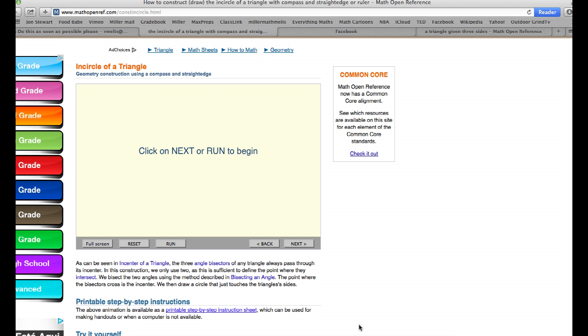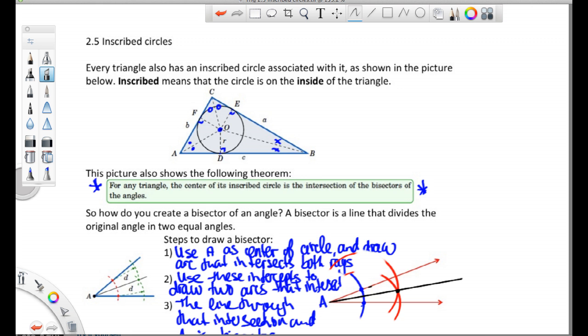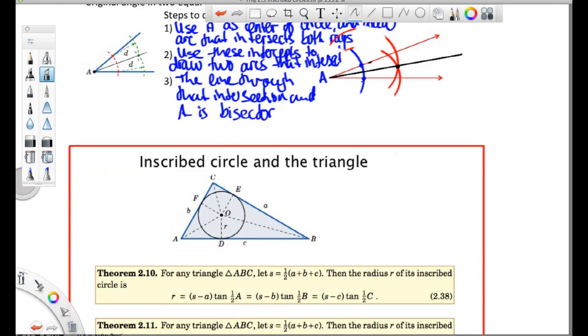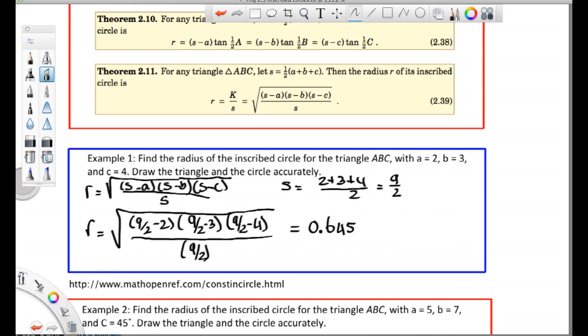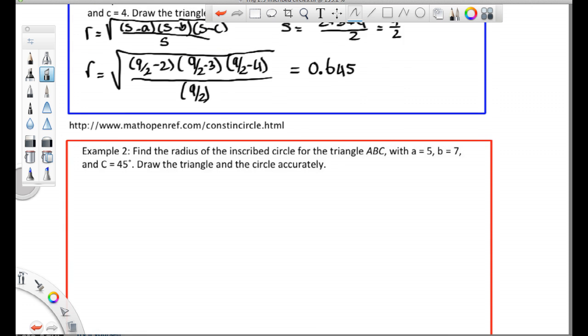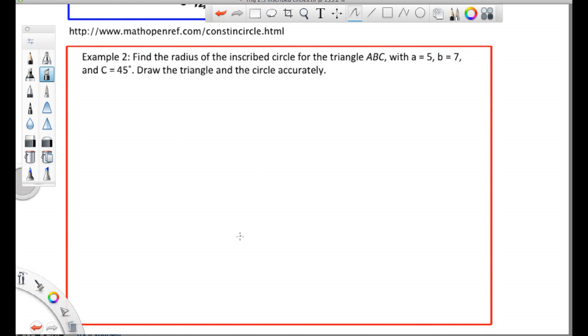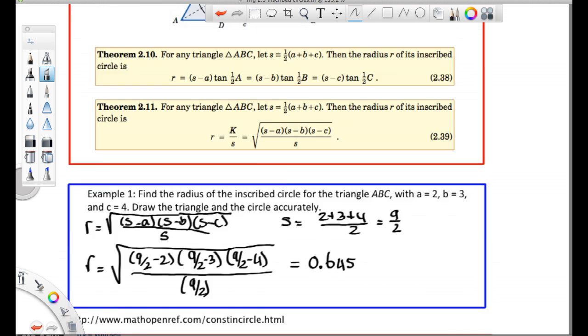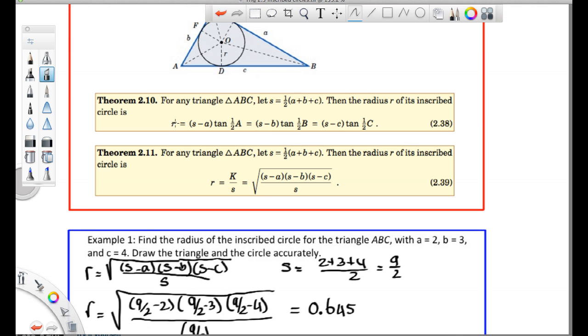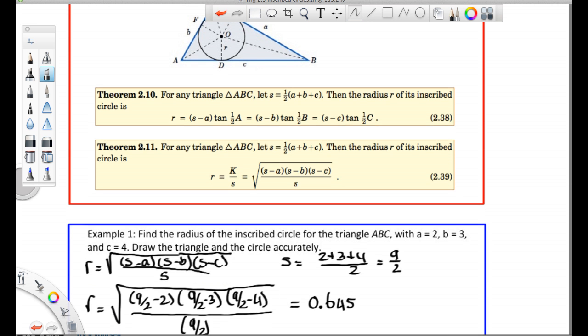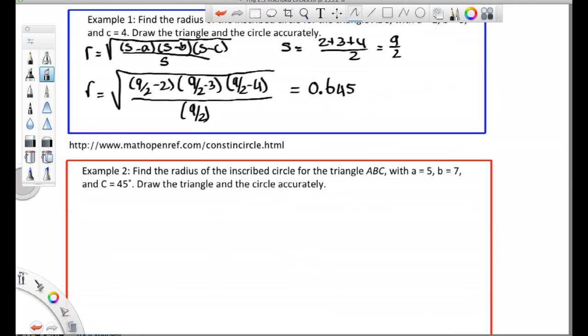Okay, let's see. I think we have a little bit left. One more example. So we found it. I showed you how to construct the whole thing. So here, you can draw the triangle and the circle accurately. That's something that you can practice. I want to show you the second formula that you could use to find it, and that would be this one over here. The radius is the semi-perimeter minus a side, and then times the tangent of half of that angle.